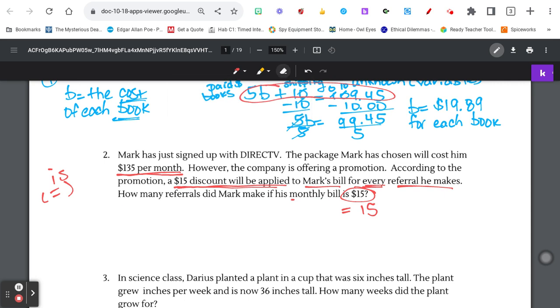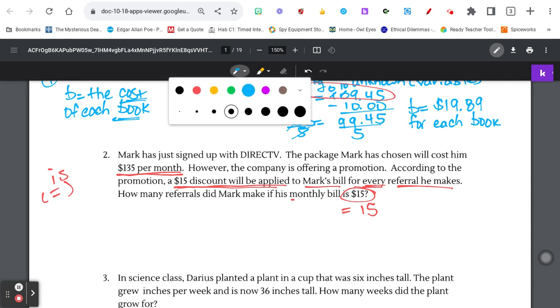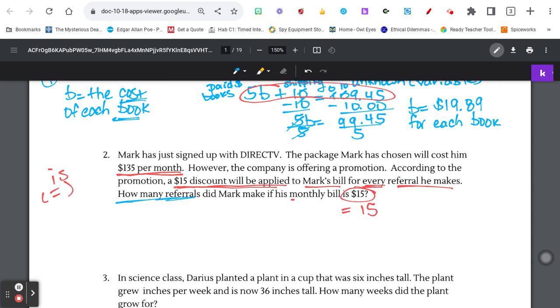How many referrals did he make if his bill is this? Okay, so here's my unknown. I don't know how many referrals he made. Even if you do, I want you to pretend like you don't, because my whole goal is to create an equation, okay? We create it from the unknown. So I'm going to let R equal the number of referrals he made.